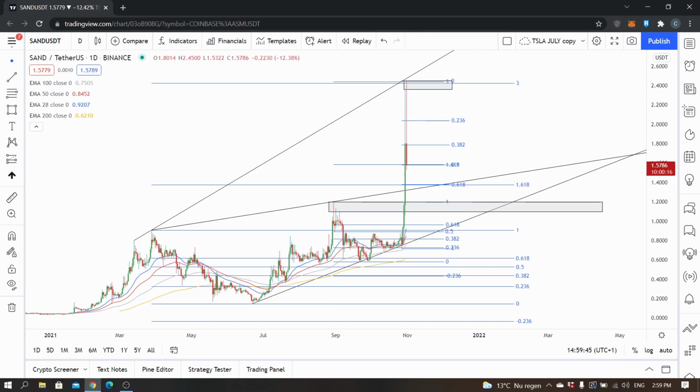In the next few minutes, I wanted to do a price prediction and price analysis on the Sandbox, abbreviation SAND, against USDT on Binance. Again, because most volume of SAND is traded on Binance. And this is going to be a technical analysis in which I will predict, according to my own technical analysis and my opinion, the short-term price movements of this cryptocurrency.